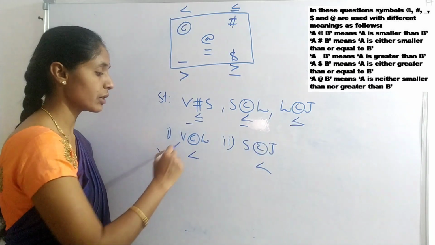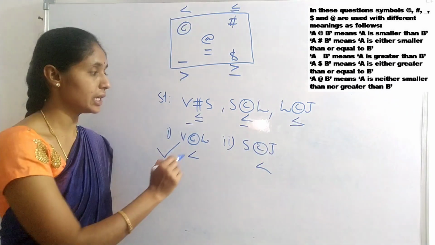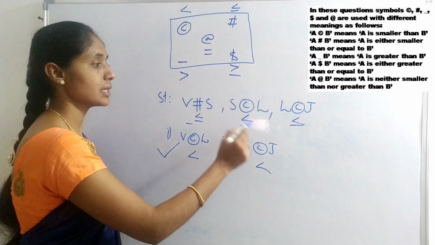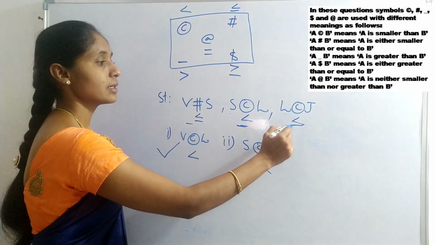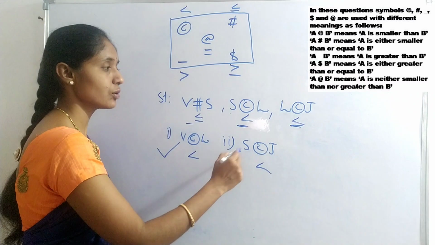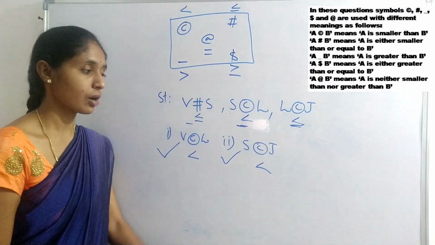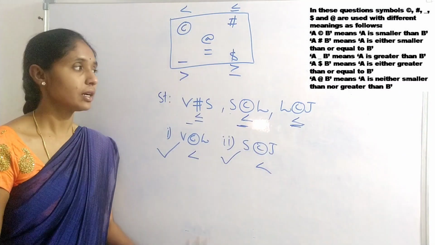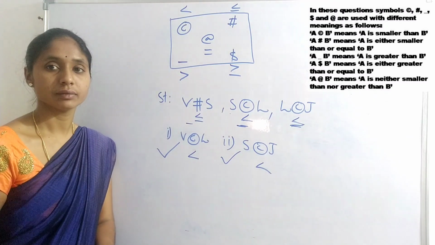So conclusion 1 follows. V less than L. And S less than J. S less than J, this is also true. Less than is common. So both conclusions are true for this question.